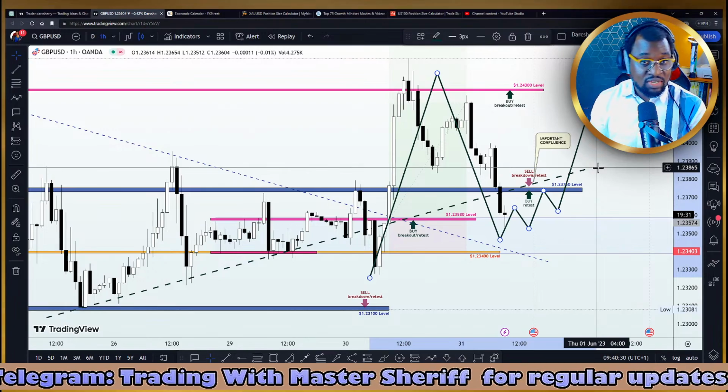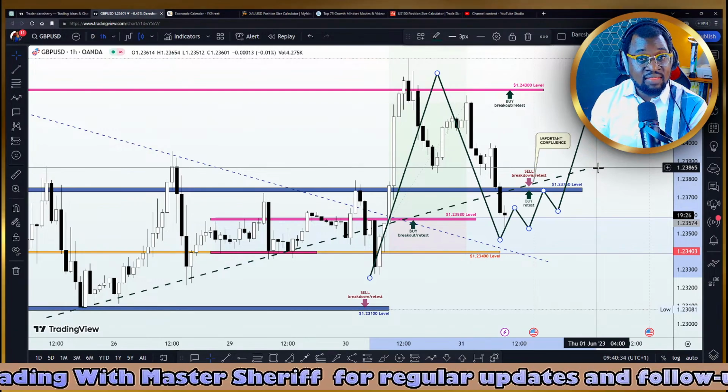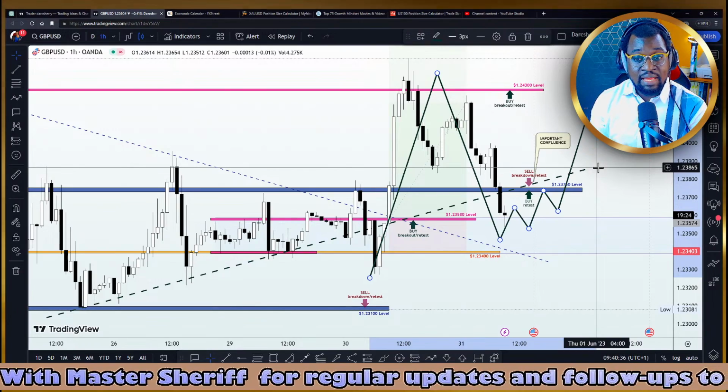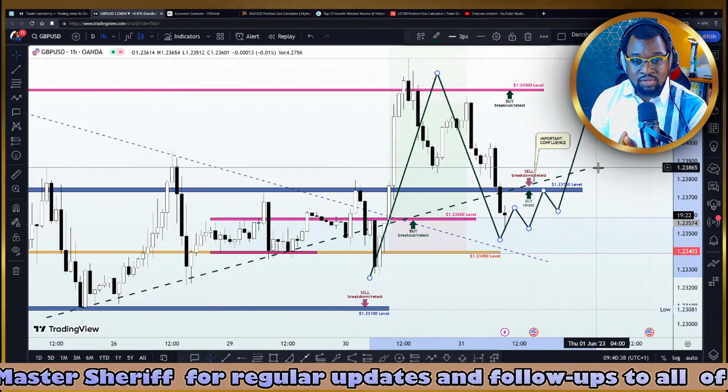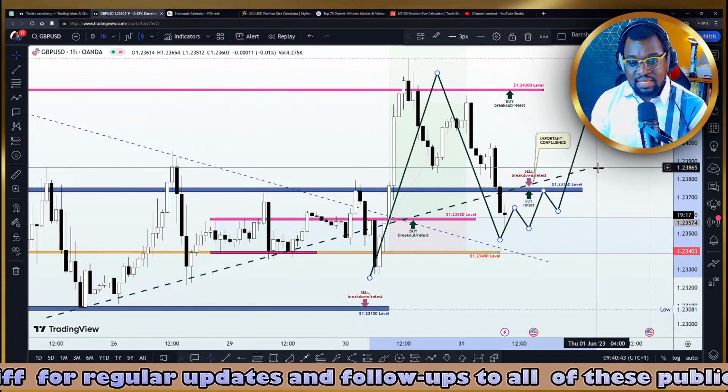And if you had actually sold, well done to you for selling. You want to move your stop loss because anything could happen around this area. Secure your position and let's wait out to see what will gradually unfold around this point in the next couple of hours.